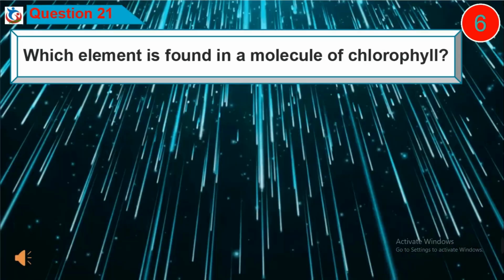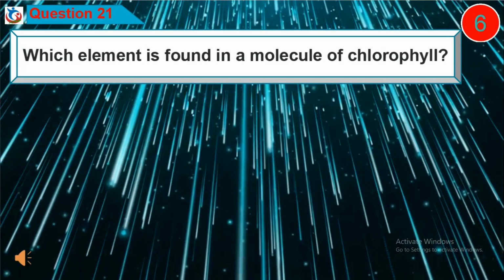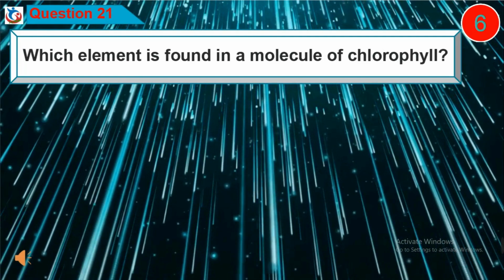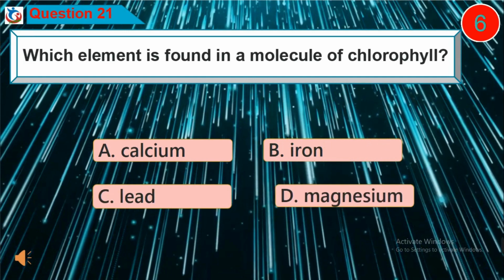Question 21. Which element is found in a molecule of chlorophyll? Is it option A, B, C, or D?